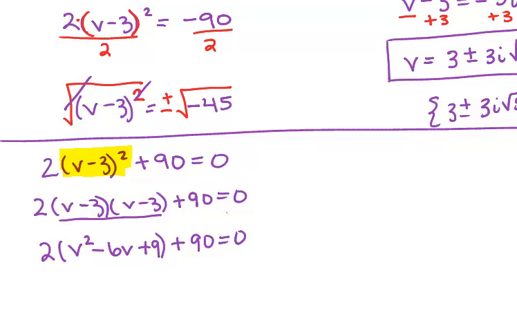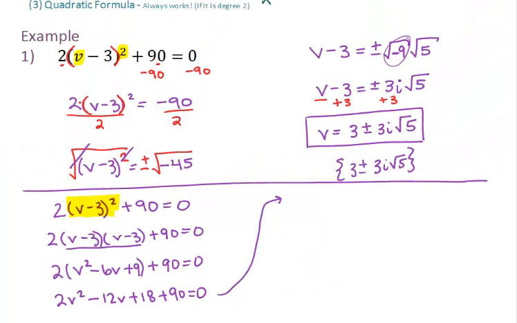Now I need to distribute that 2 through. That gives me a 2v squared. 2 times negative 6 gives me a negative 12v. And 2 times 9 gives me an 18. And then I need to carry down the 90. So if I put this in standard form, that gives me 2v squared minus 12v, and 18 plus 90 is a 108.